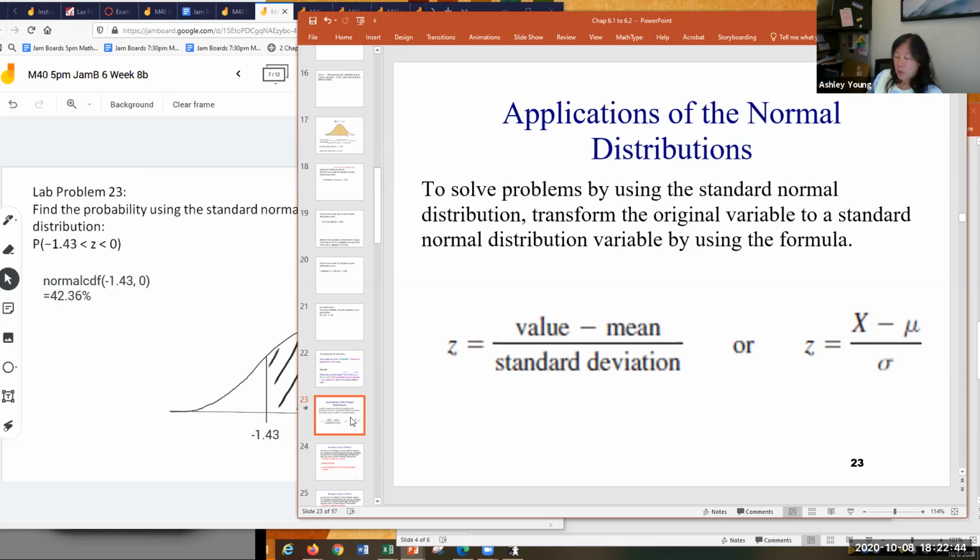So if you did not write this down earlier, you need to have this. This is information you absolutely have to have to solve the next few problems we're going to be doing. So, solving problems using the standard normal distribution.